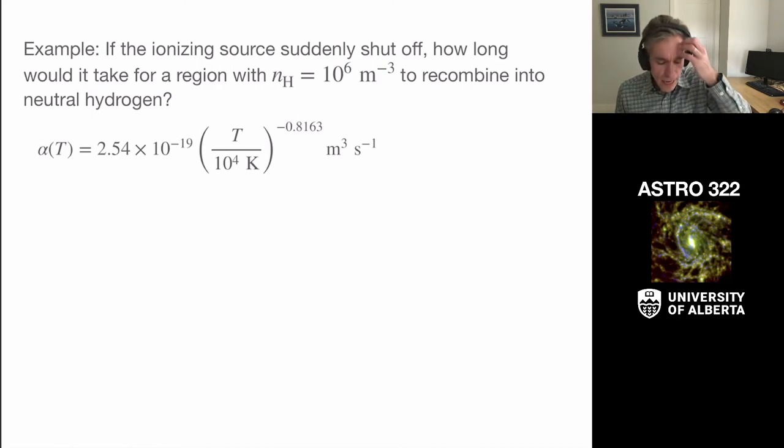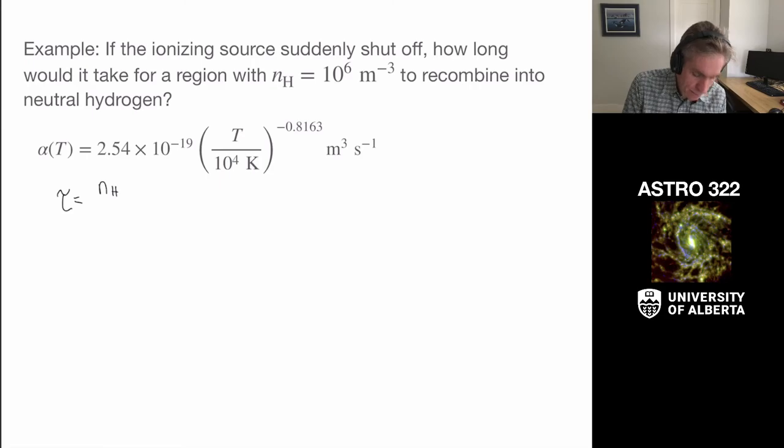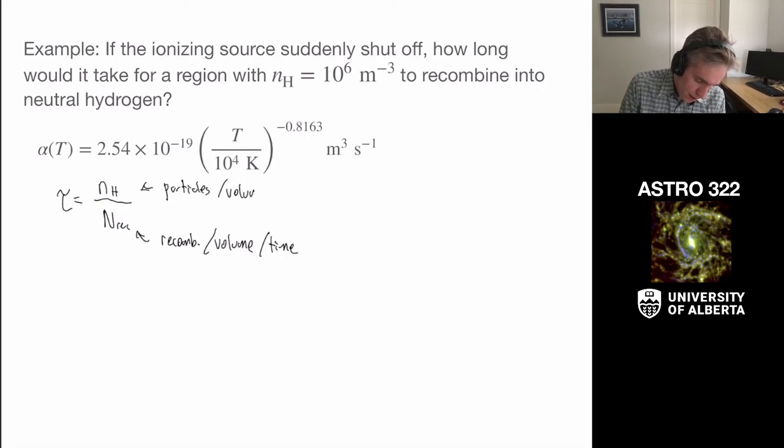So I'm going to take this by asking, what happens if this source suddenly shuts off? How long would it take for this region to recombine into neutral hydrogen? And this is an estimate. The way I'm going to execute that estimate is by saying the time scale for this is going to be the density of the ionized gas, divided by the density of the recombinations. The way I've set this up, this is recombinations per volume per time. And then this is just particles per volume. So you can see that this will give me an answer in time.